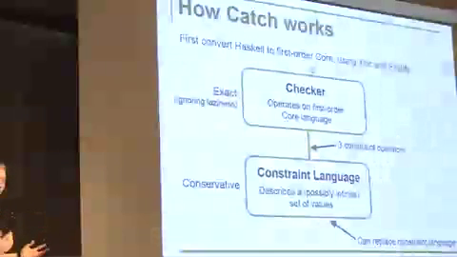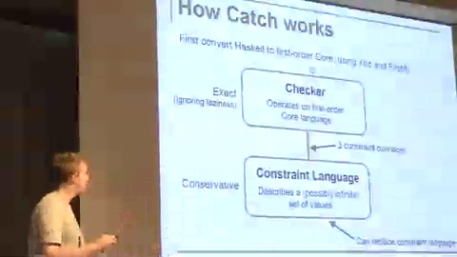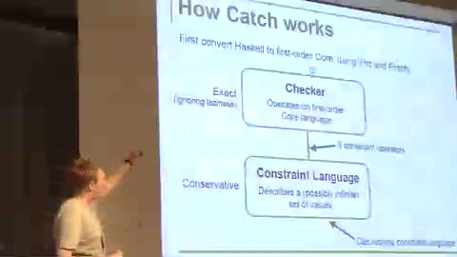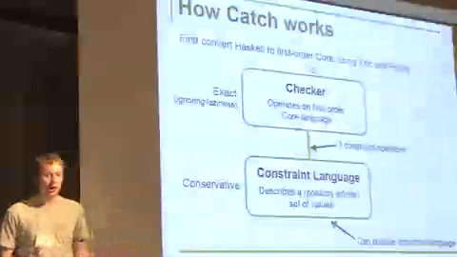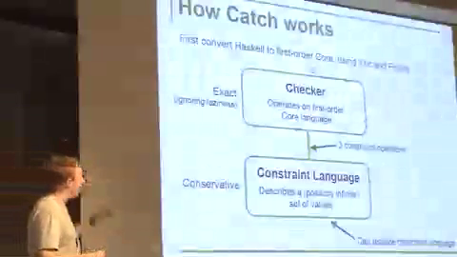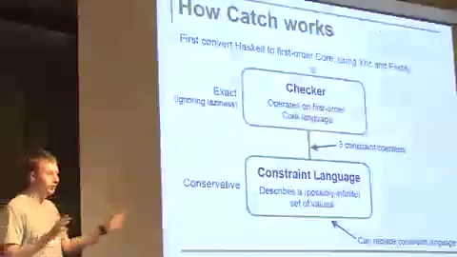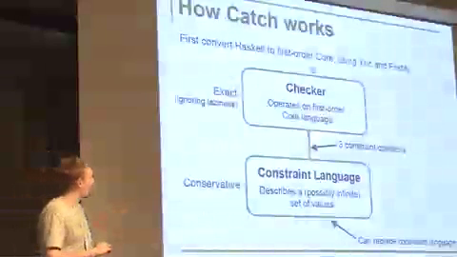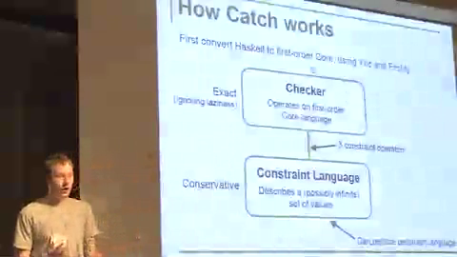So how does Catch work? This is just a kind of general overview from a faraway distance. So you have a checker and a constraint language. Catch operates on a first-order core language, which we generate with YHC and first-order defunctionalization passes, which is beyond the scope of this talk. So you then have a checker that works on a first-order core language.